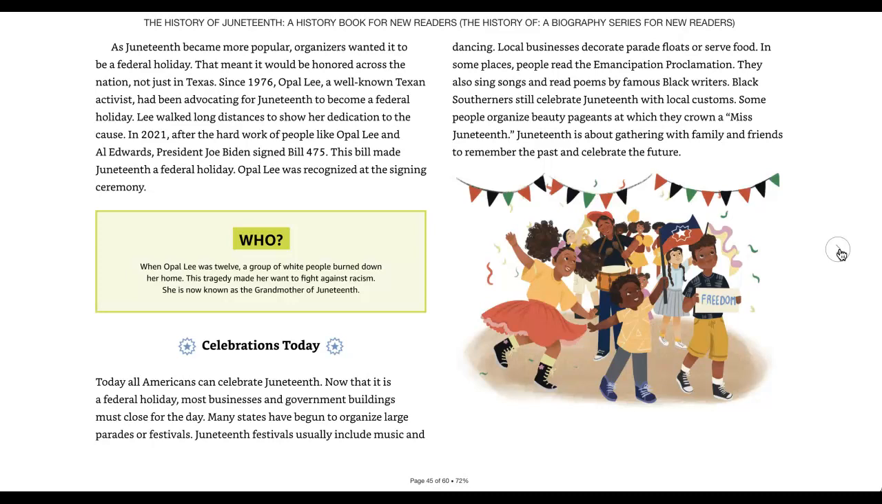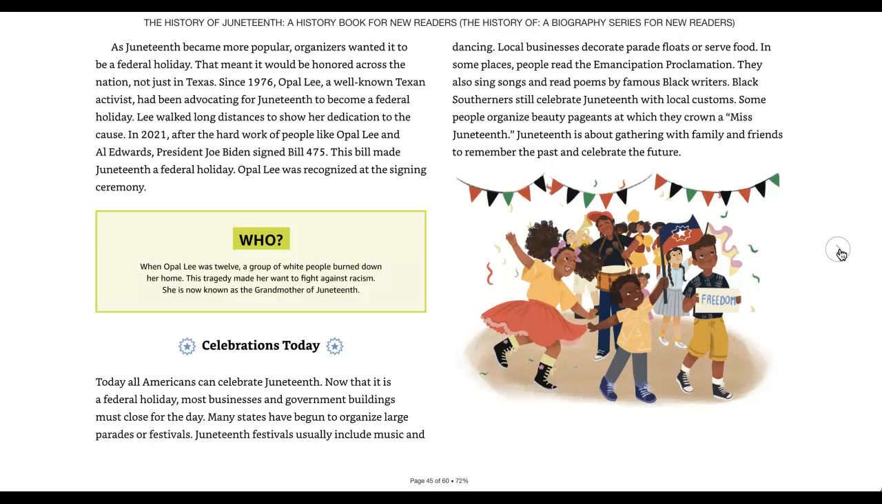As Juneteenth became more popular, organizers wanted it to be a federal holiday. That meant it would be honored across the nation, not just in Texas. Since 1976, Opal Lee, a well-known Texan activist, had been advocating for Juneteenth to become a federal holiday. Lee walked long distances to show her dedication to the cause. In 2021, after the hard work of people like Opal Lee and Al Edwards, President Joe Biden signed Bill 475. This bill made Juneteenth a federal holiday. Opal Lee was recognized at the signing ceremony.